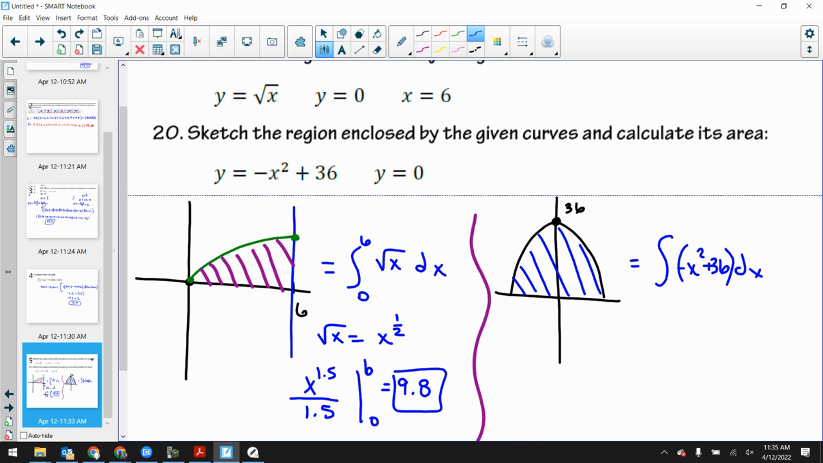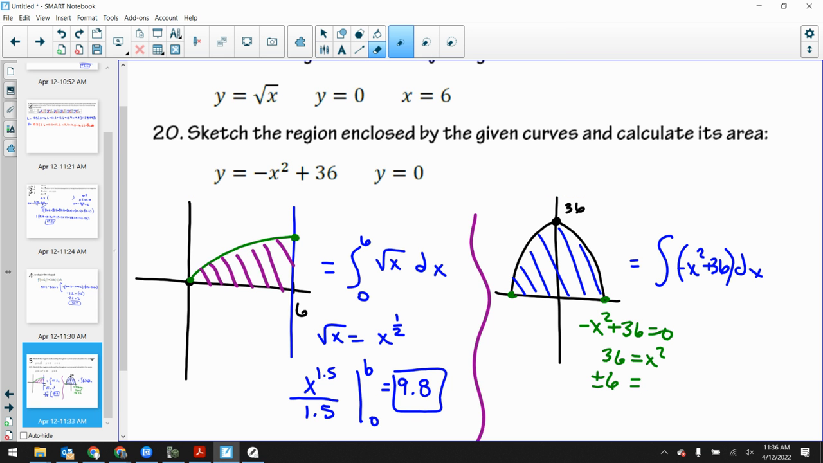Well, this is very similar to the one that we had on our quiz here. I just need to figure out what these values are. Well, those are just the zeros of the parabola. Negative x squared plus 36 equals 0. So 36 is equal to x squared. So x is equal to plus or minus 6. So that means from negative 6 to positive 6. That's what we want to find.